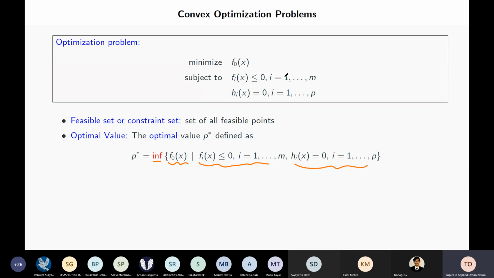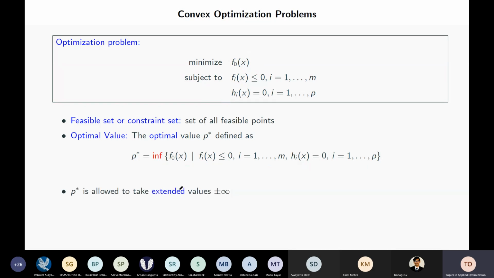So this p star is the minimum value that your objective function takes, along with satisfying the equality and inequality constraints. That is called the optimal value. The optimal value does not have to be the minimum. If your problem was maximize, then the optimal value would have been the supremum. So the optimal value could be the minimum or the maximum, or to be more precise, infimum or supremum. These are the keywords that you should memorize.